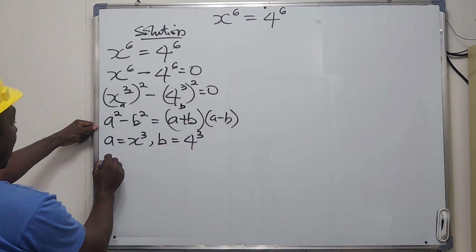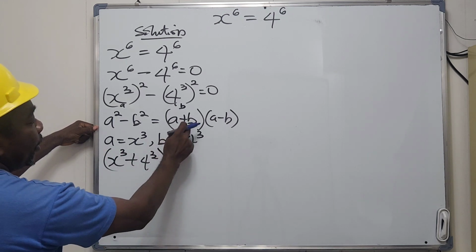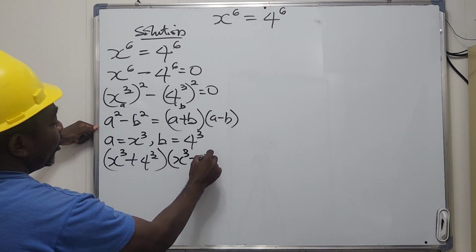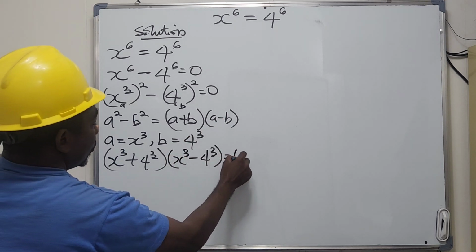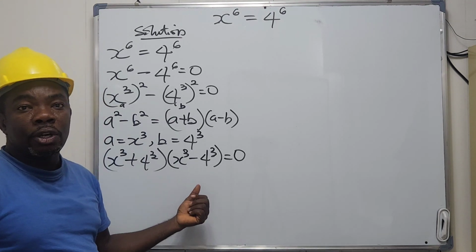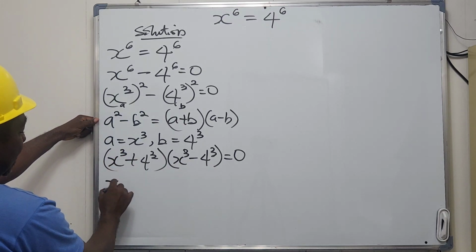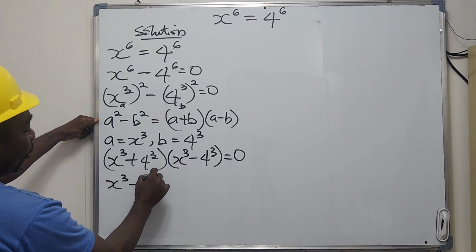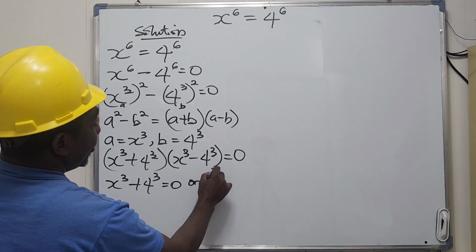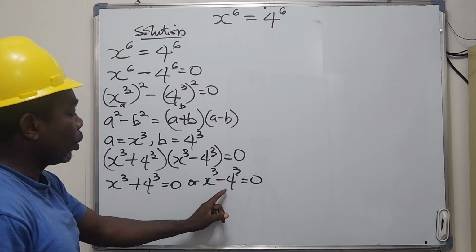So this will become x to the power of 3 plus 4 to the power of 3, that is for this parenthesis. Then this one will become x to the power of 3 minus 4 to the power of 3, all equals 0. We have two parentheses here. It is either the first one equals 0 or the second one equals 0. So in this case, we set it as x to the power of 3 plus 4 to the power of 3 equals 0, or we have x to the power of 3 minus 4 to the power of 3 equals 0. We have two equations here.